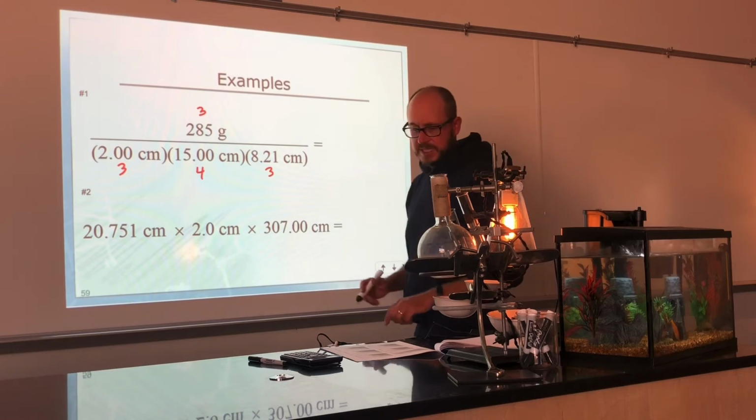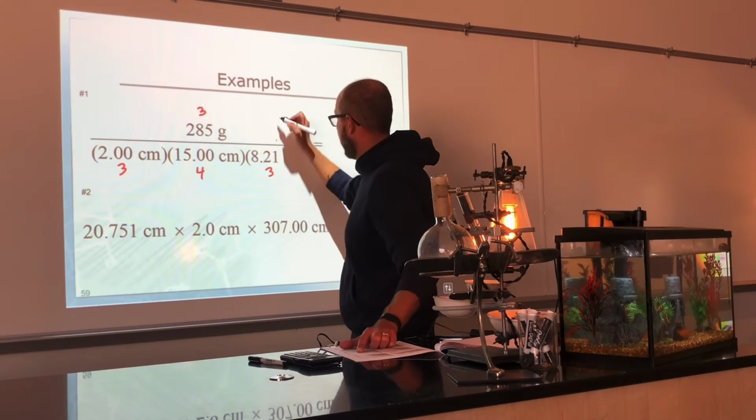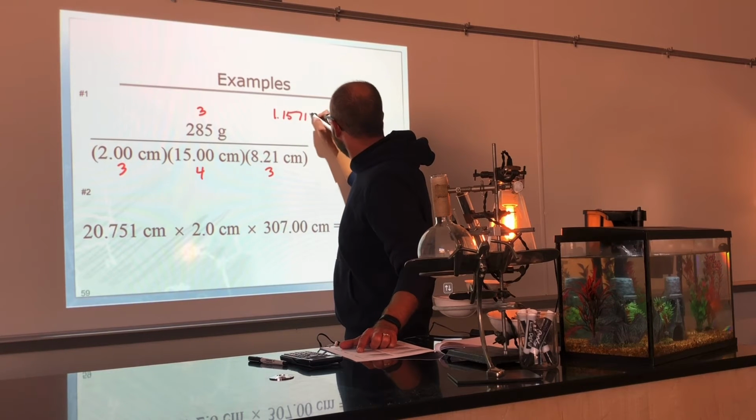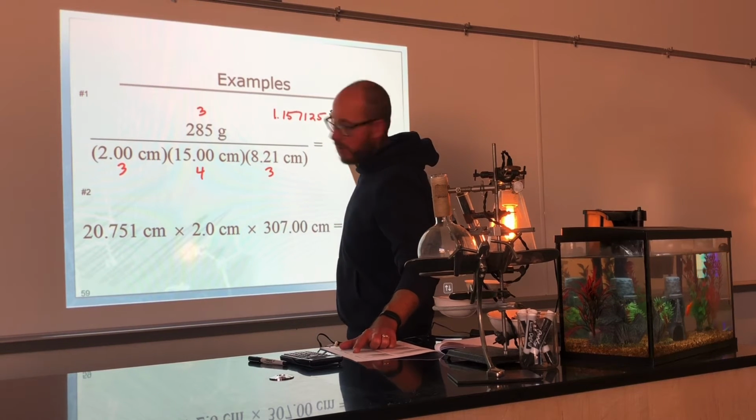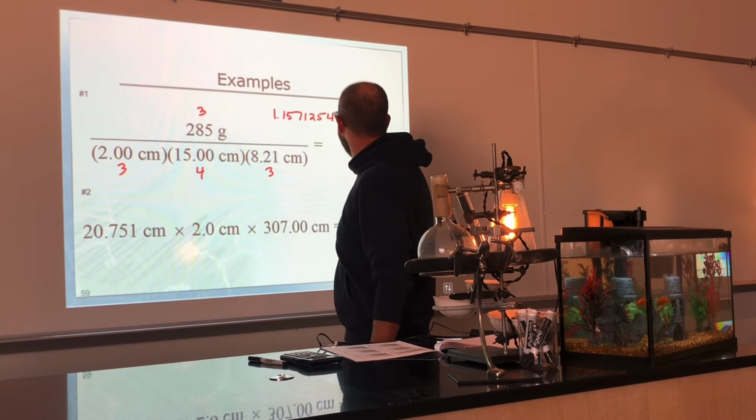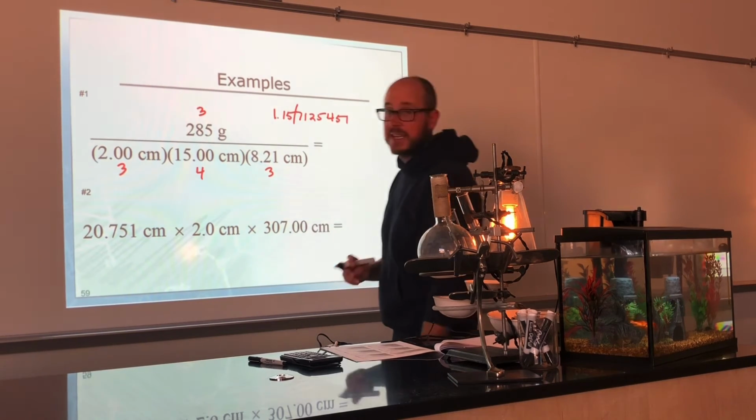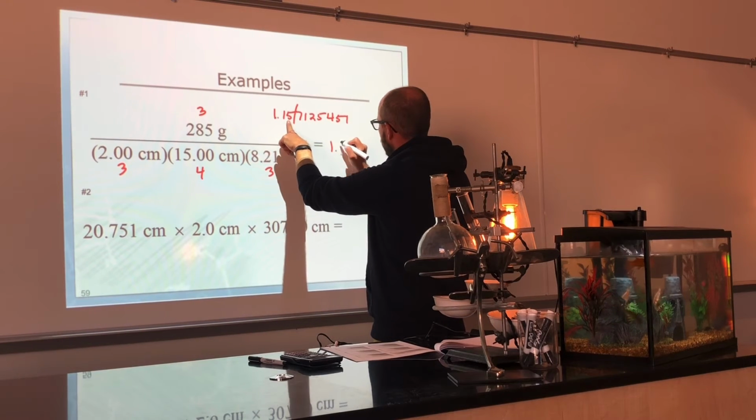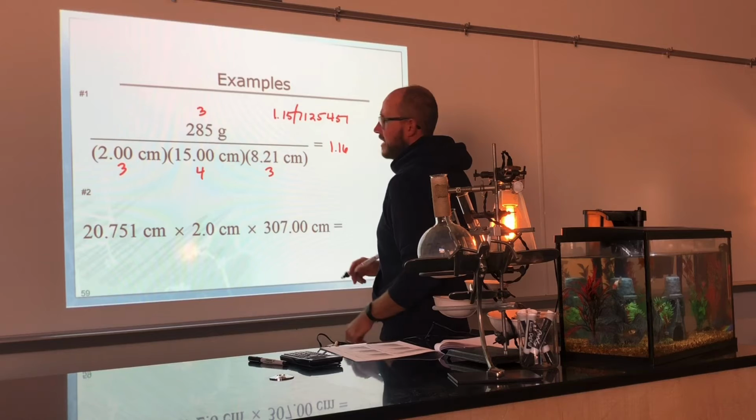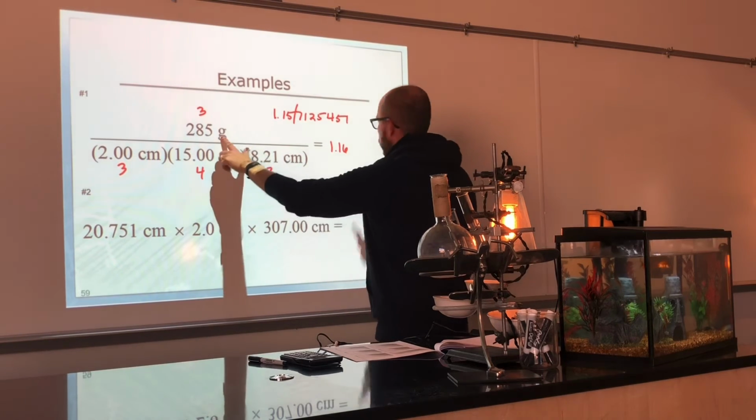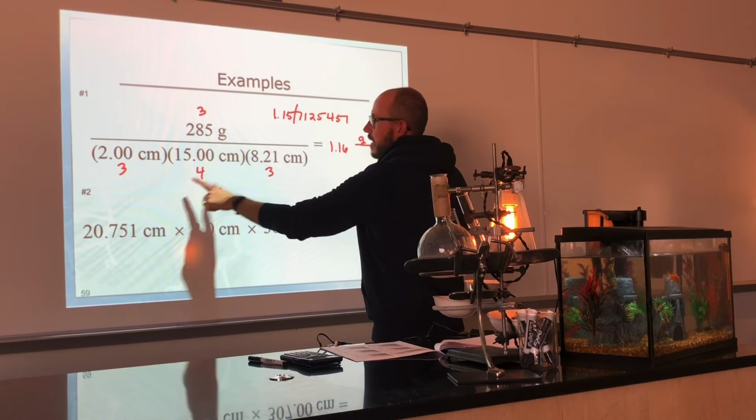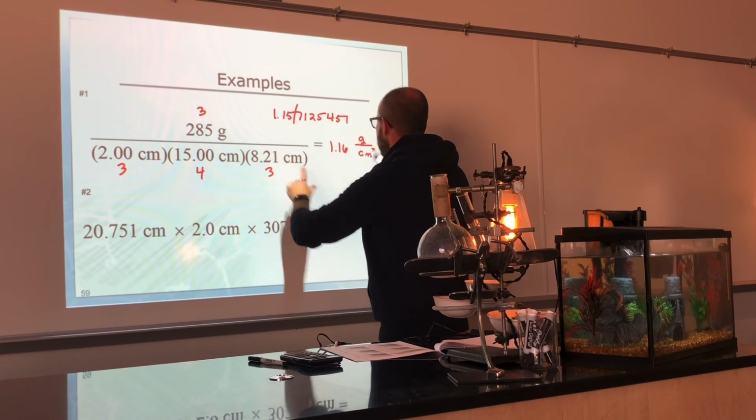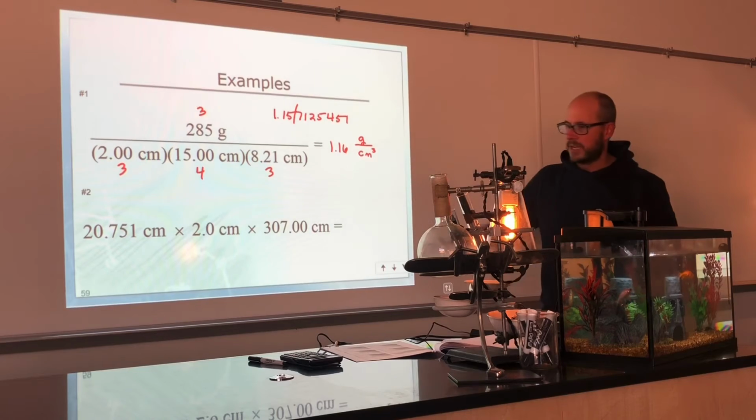I've already plugged this into a calculator, and the answer I get from the calculator is 1.157125451. With only 3 sig figs, we're cutting it off after that 5. This 7 causes it to round up to a 6, 1.16. And the unit, which we have to do algebra on, is grams on top. On the bottom, centimeter times centimeter times centimeter, which is centimeter cubed. This is a density measurement.